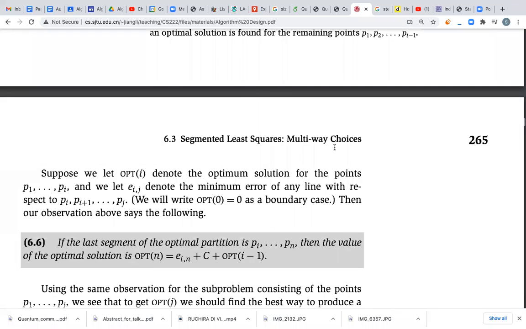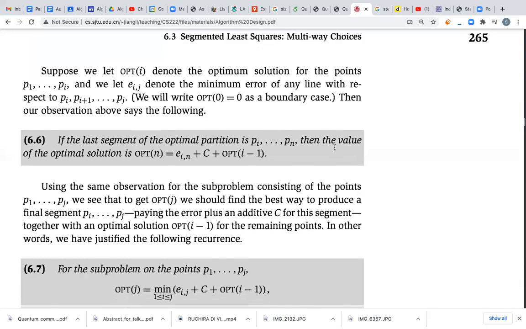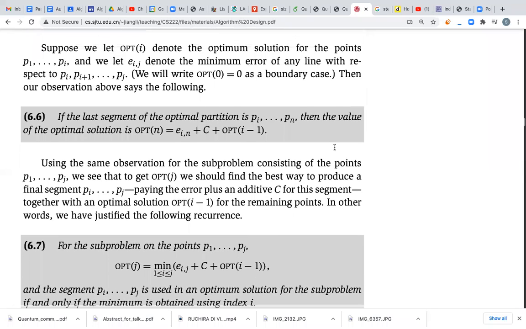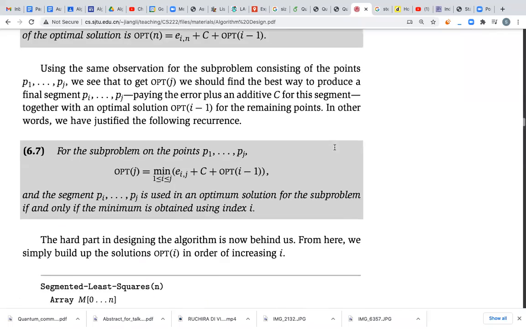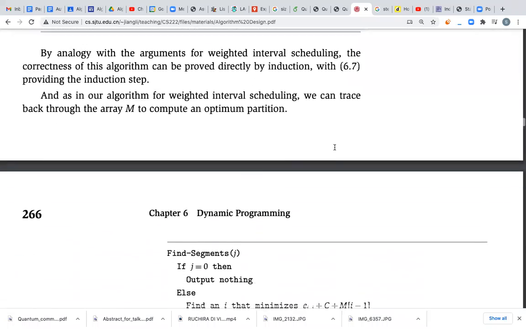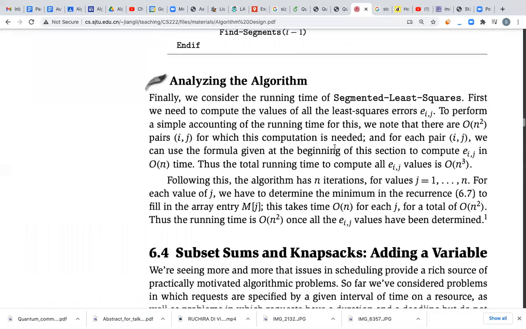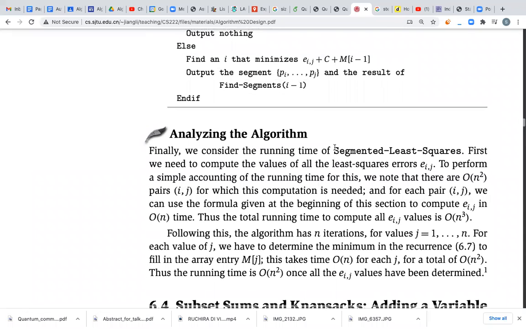I'm in section 6.3. Can you say which part you're talking about? I am saying page number 266, sir. Okay, 266. Analyzing the algorithm, the time complexity is given. So the first part you are fine with, right? The first paragraph, which is order n cube. Yeah, that is fine. But in n cube to n square, I am not understanding that.